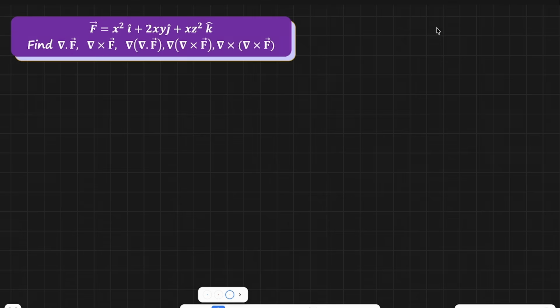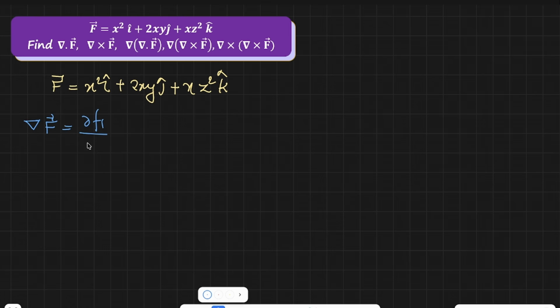Next, come to the next problem. Here we will find out the different quantities. First, let's say what your f vector is. Your f vector is x square i cap plus 2xy j cap and xz square k cap. Now the first question is to find out the divergence. So del dot f is going to be something like this: dou f1 by dou x plus dou f2 by dou y plus dou f3 by dou z.